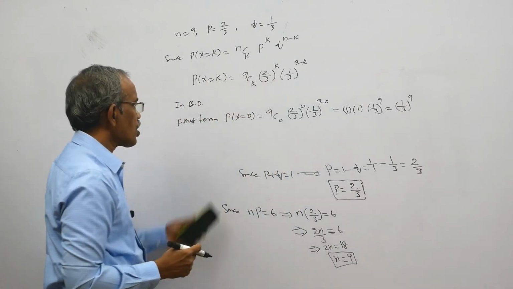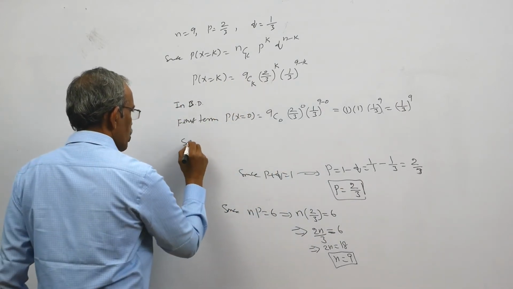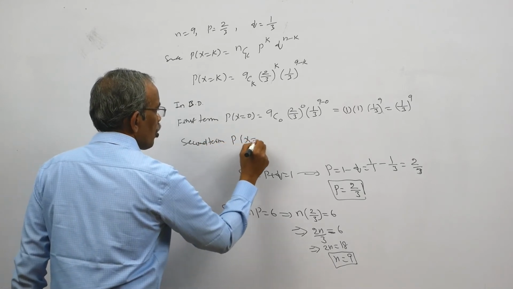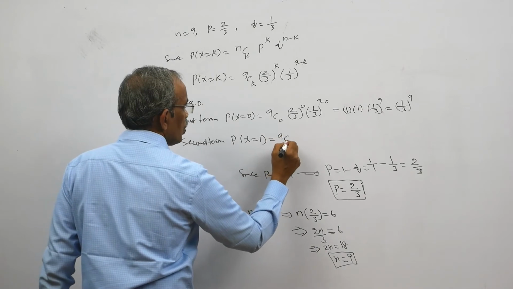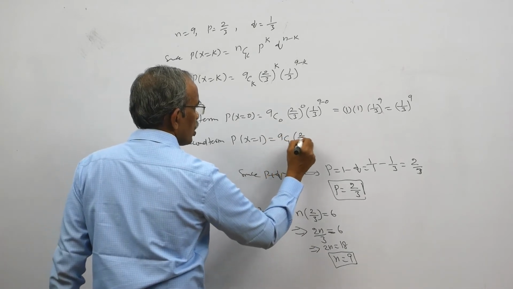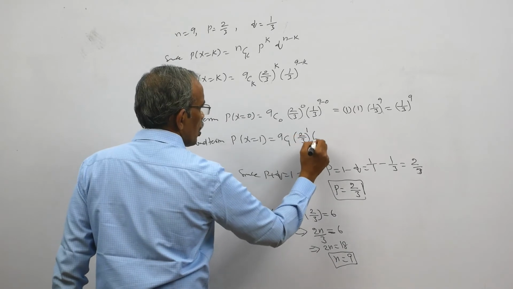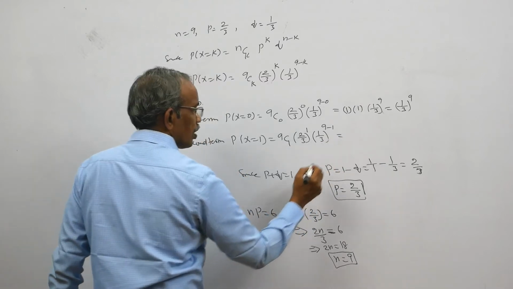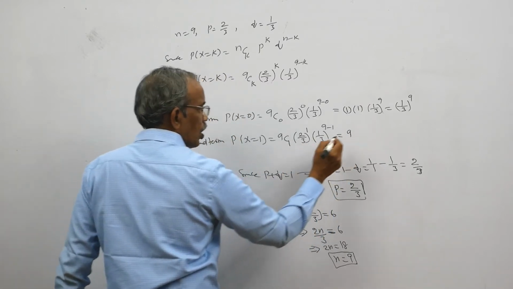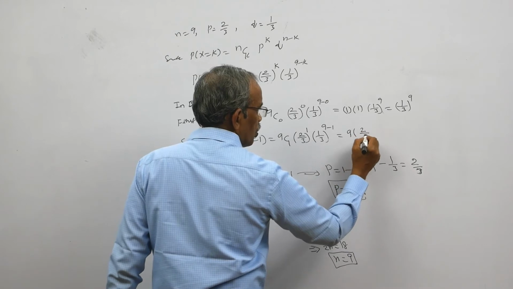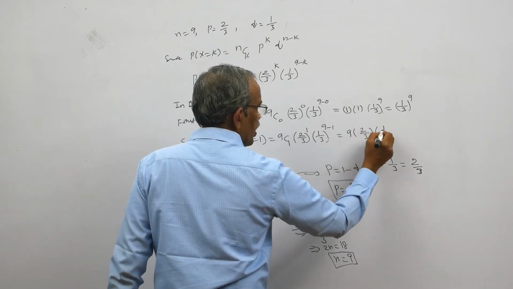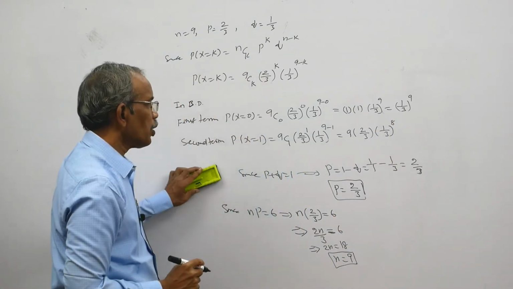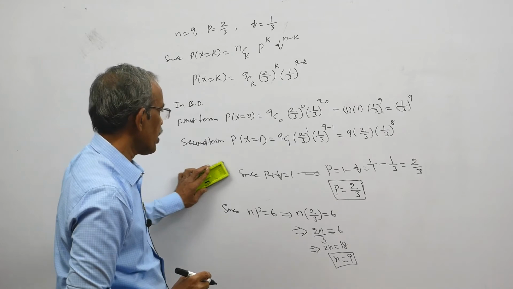That is the first term of the binomial distribution. Next, second term. Second term is probability of x is equal to 1. That is equal to 9C1, 2 by 3 whole to the power of 1, 1 by 3 whole to the power of 9 minus 1. 9C1 is equal to 9, 2 by 3 whole power 1 is equal to 2 by 3 and 1 by 3 whole to the power of 8. 9 into 2 by 3 into 1 by 3 whole to the power of 8.